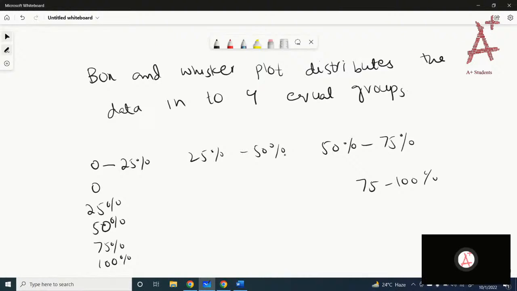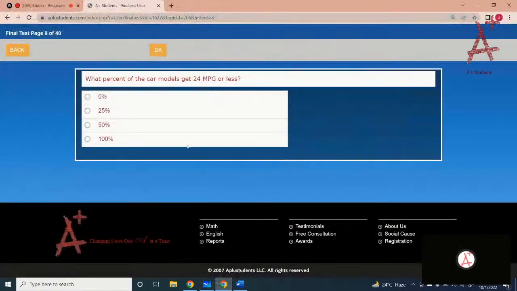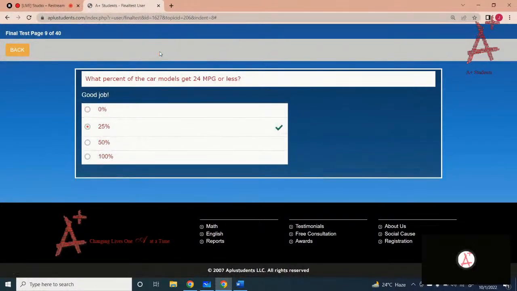So the value is 24. So 24 is less than 25. So that means that value is less than 25%. Got it? So the correct option is 25%. Select the correct option and click on the OK button.